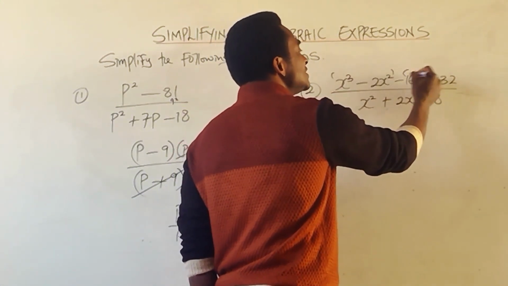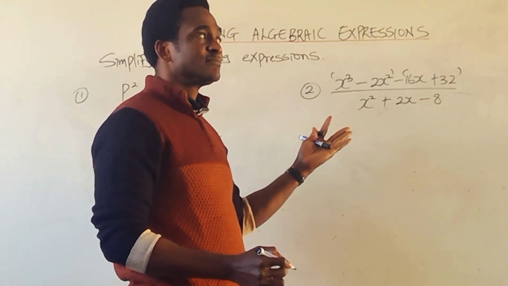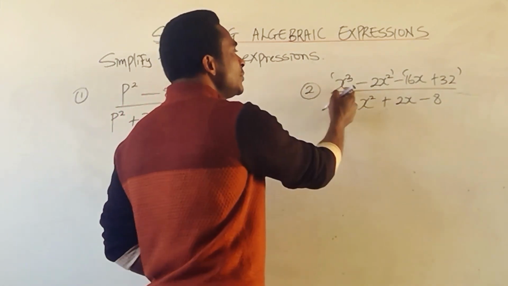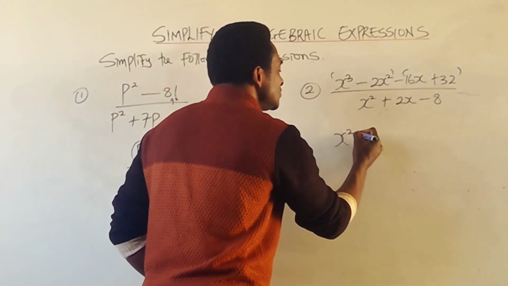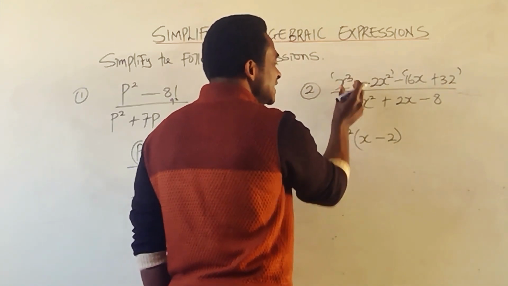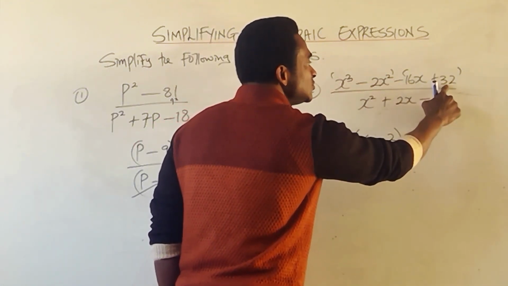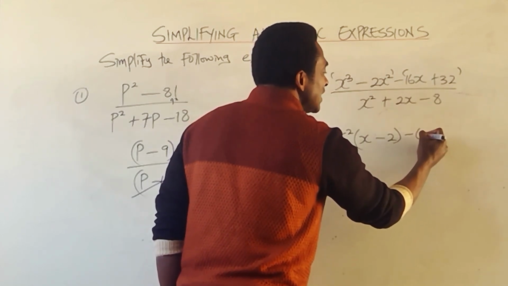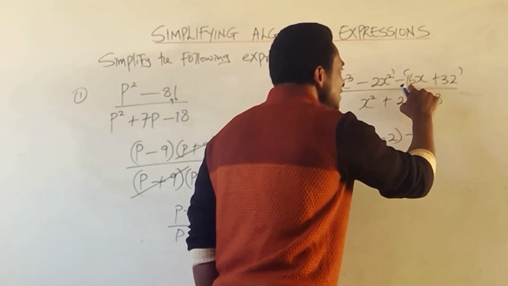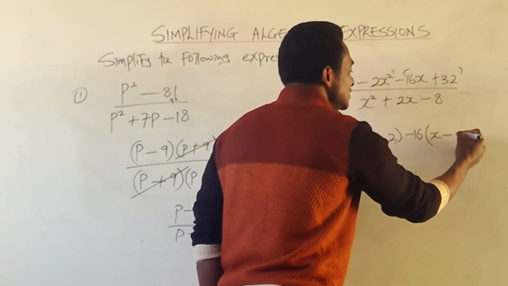The numerator we can simplify using factorization. We can factorize using the grouping method. So if we group this and this, our common factor will be x squared. Then we have x minus 2. Remember, you divide each section by your common factor. And on this other side, 16 can go into 32. So we take out negative 16 as our common factor. And if we divide this by negative 16, we have x. 32 divided by negative 16 will give us negative 2.